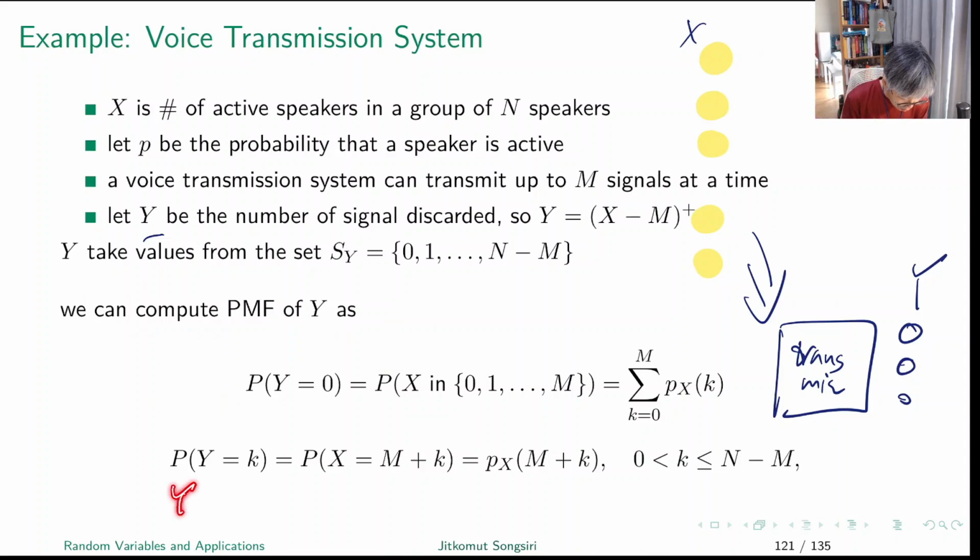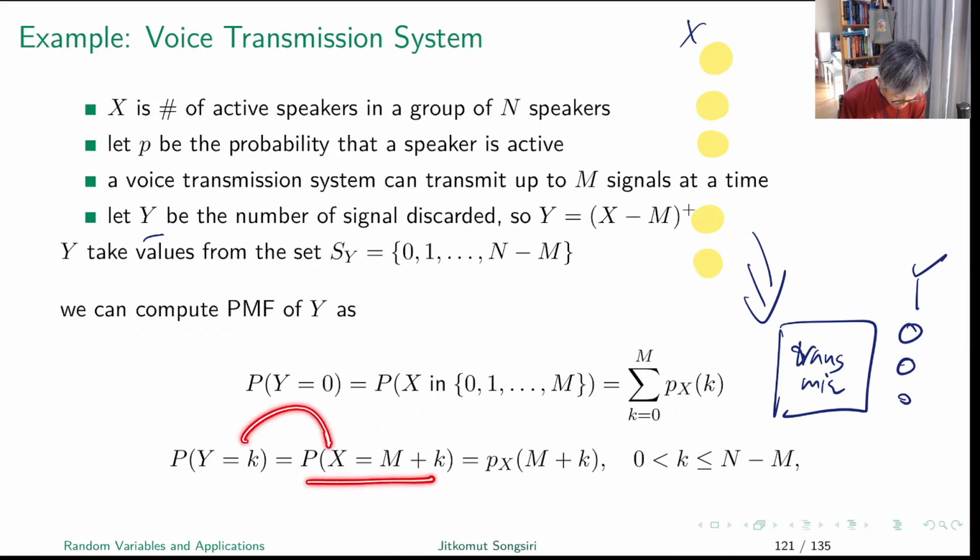When Y is 1, ..., N minus M, you can think of the equivalent event, which is when X is bigger than M, so there is going to be an excess. So when X is greater than M, you can write X as M plus K, and the value of K is, of course, the value of the random variable Y.